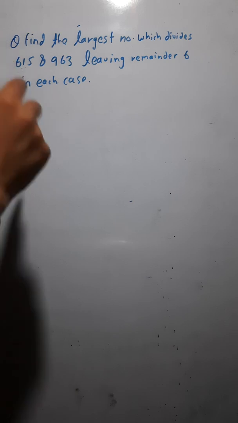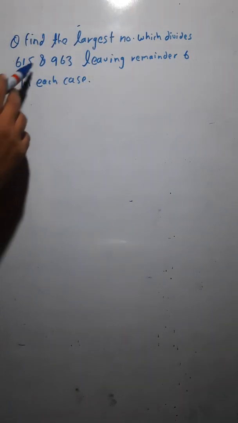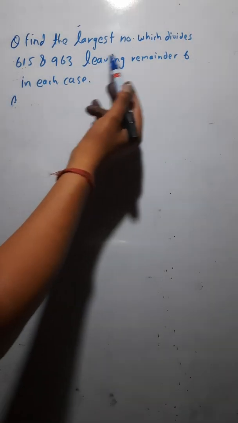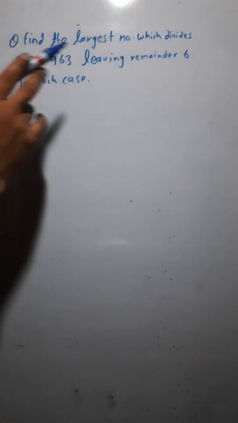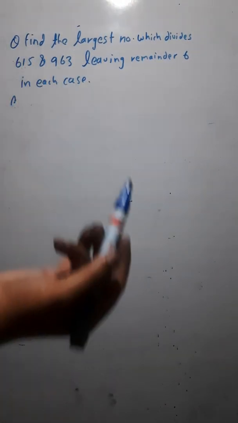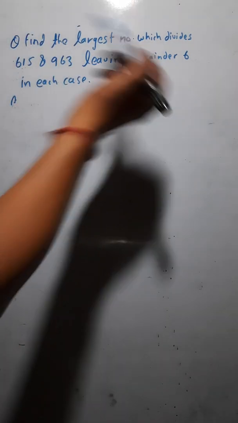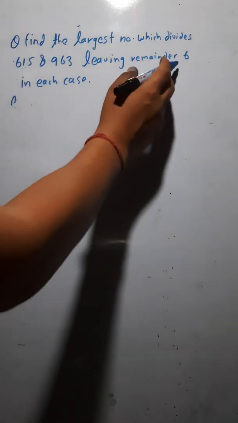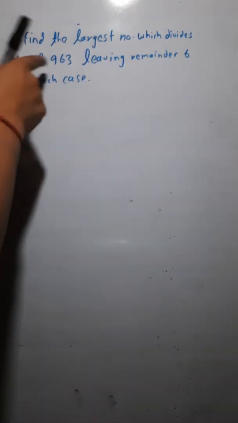So similarly, again we have to find the largest number which divides this and this. We can divide by taking their HCF, but here it is leaving remainder 6 in each case. If you divide by that largest number, you get 6 as remainder, and dividing the other number, again you get 6 as remainder. So what we do here is subtract the remainder from both the given numbers.